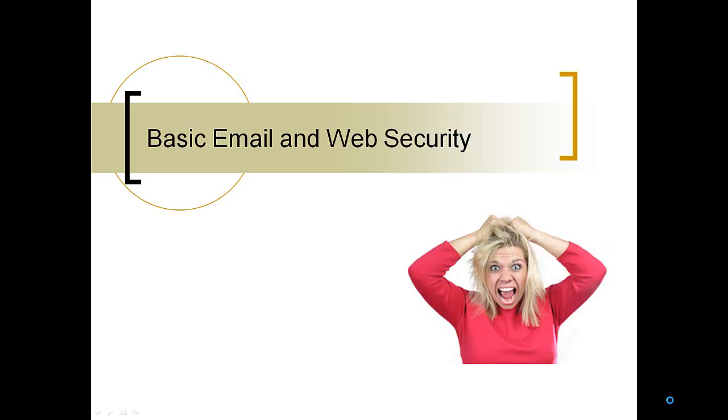Okay, now we're going to take a look at basic email and web security. And both of these are important for forensics because knowing the types of tricks that people play is going to help you do your investigations and find a lot of information on clients and find a lot of information about a computer that you're investigating.